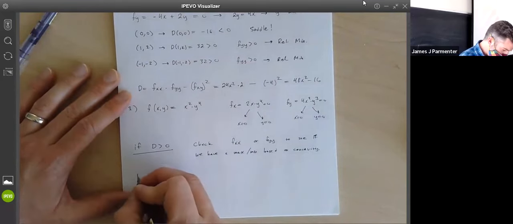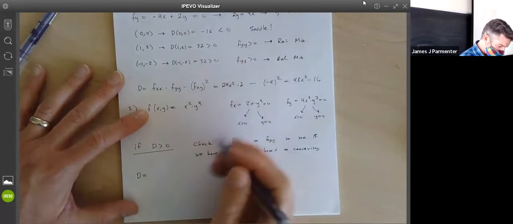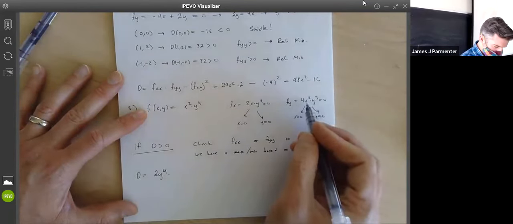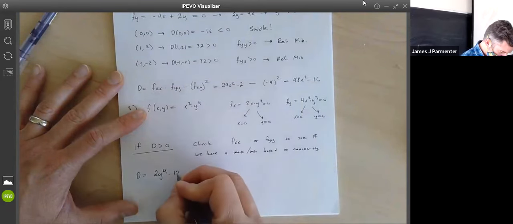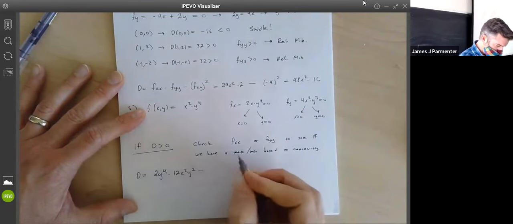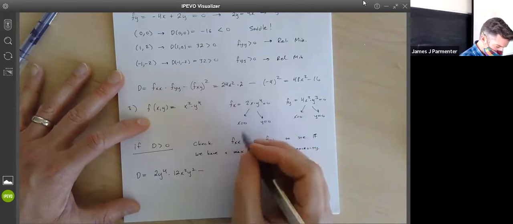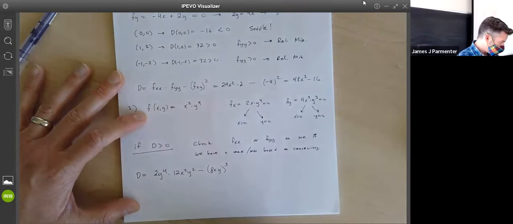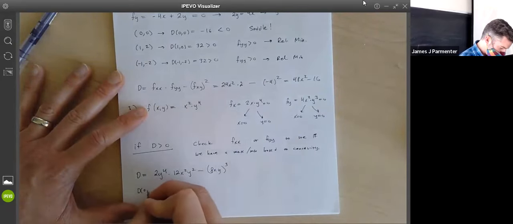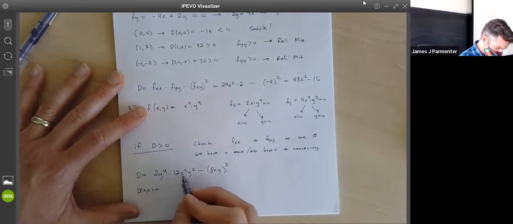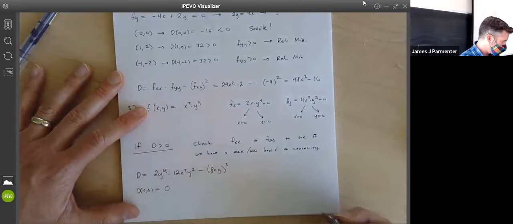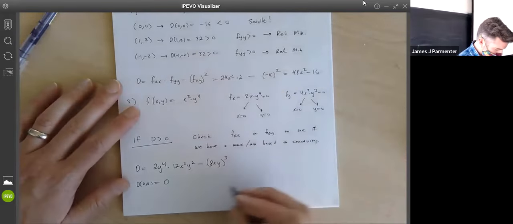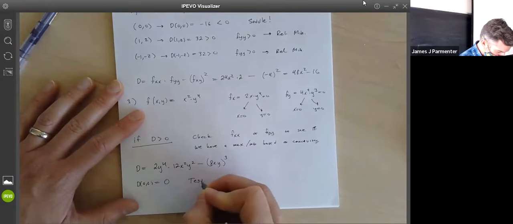And if I calculate D, f_xx is going to be 2y to the fourth. f_yy is going to be 12x squared y squared. And f_xy is going to be 8xy cubed. Plugging in (0, 0) is not great. I get 0 times 0 times 0 minus 0. That's 0. That's not helpful. So when D is 0, the test fails.